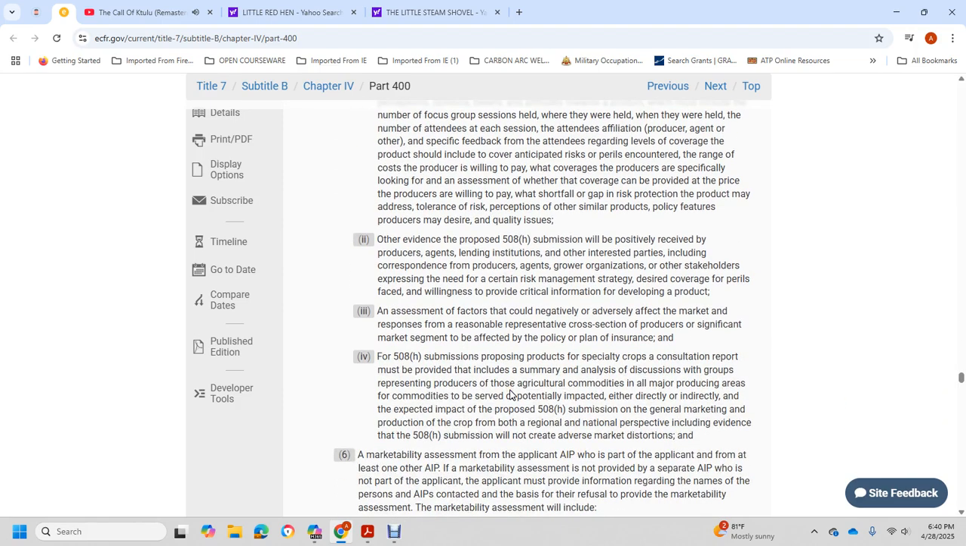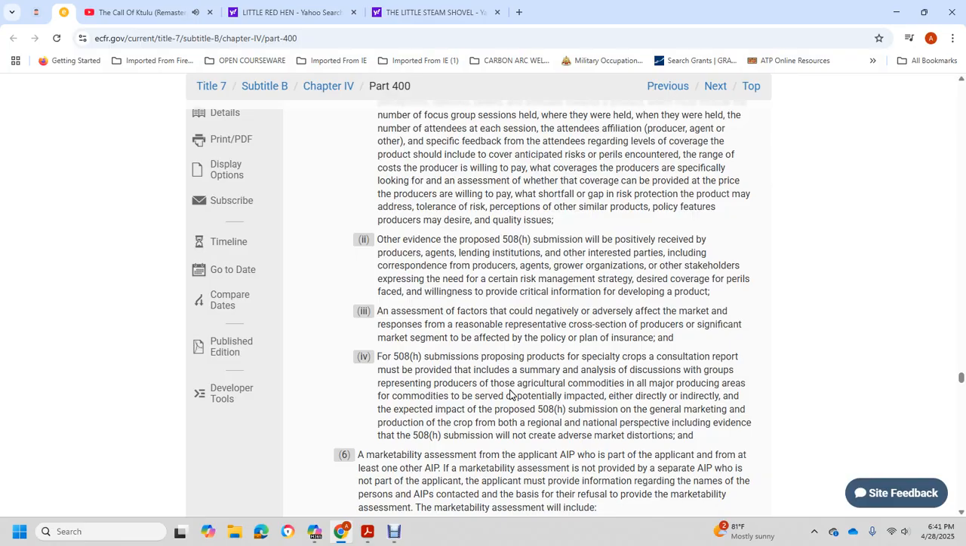Other evidence proposed in the 508(h) submission with the purpose of receiving input from the lending institutions, other institutions, and interested persons, and including the perceived growth of the organization, the stakeholders' expected risk management strategy, with the desire for coverage of the payroll and the willingness to provide critical information on the developing product.